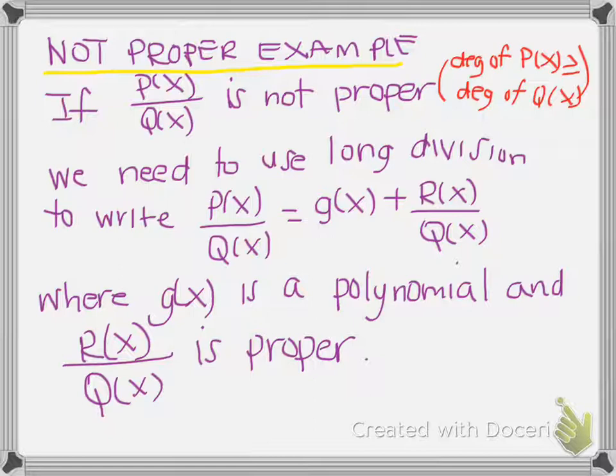So, a not proper example. I asked you to define what it means for a rational function to not be proper. That's when the degree of the numerator, p of x, is greater than or equal to the degree of the denominator, q of x. When we have that situation, we need to use long division.